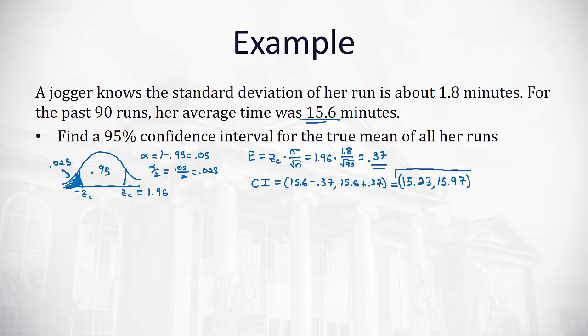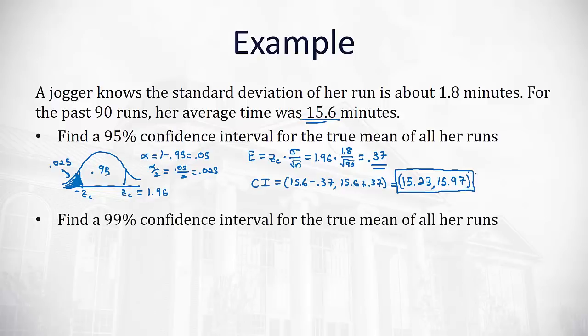And then we can say with 95% confidence, or that we're 95% confident, that the true mean of her run times is between 15.23 and 15.97 minutes. Let's find a 99% confidence interval for the true mean of her runs. We want to be more confident, so we need to account for a larger error to make sure we capture the actual mean.